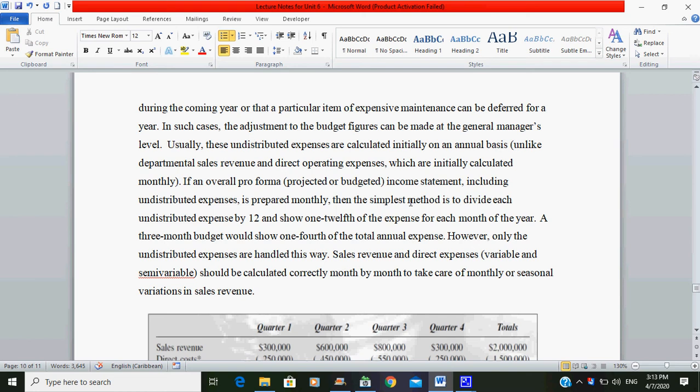then the simplest method is to divide each undistributed expense by 12. So if you're preparing a monthly budgeted income statement, the easiest thing to do is to divide the figure for the year by 12 and show 1/12 of the expense for each month of the year. A 3 month budget would show 1/4 of the total annual expense. However, only the undistributed expenses are handled this way. Sales revenue and direct expenses should be calculated correctly month by month, to take care of monthly or seasonal variations in sales revenue.